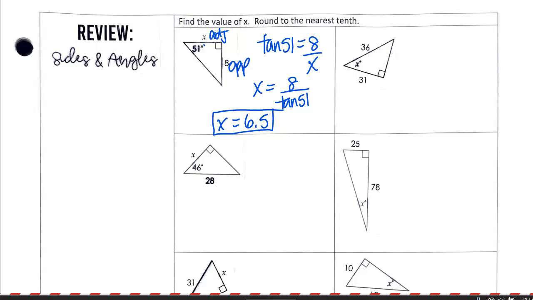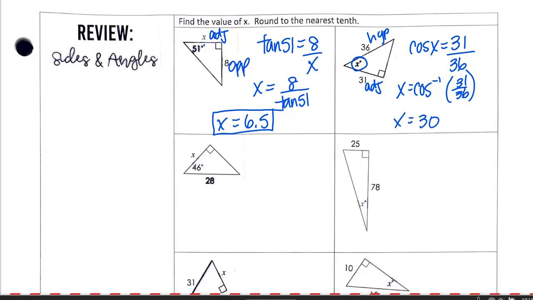The next example, now we're trying to find an angle, which means, remember, we're going to use that inverse button. So we're given the adjacent side to that angle, and we're given the hypotenuse, which means we're going to use cosine. So cosine of x is equal to the adjacent over the hypotenuse. And then to solve that, we're going to use inverse cosine of 31 over 36. Type that into our calculator, and we get x equals 30.6 degrees.